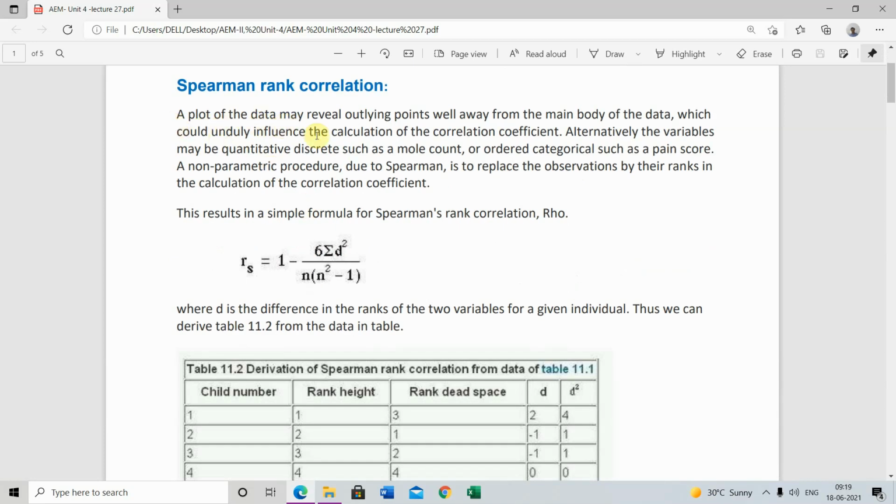A plot of the data reveals outlying points well away from the main body of the data, which could unduly influence the calculation of the correlation coefficient. Alternatively, the variables may be quantitative discrete such as a mole count, or ordered categorical such as pain score. A non-parametric procedure due to Spearman is to replace the observations by their ranks in the calculation of the correlation coefficient.